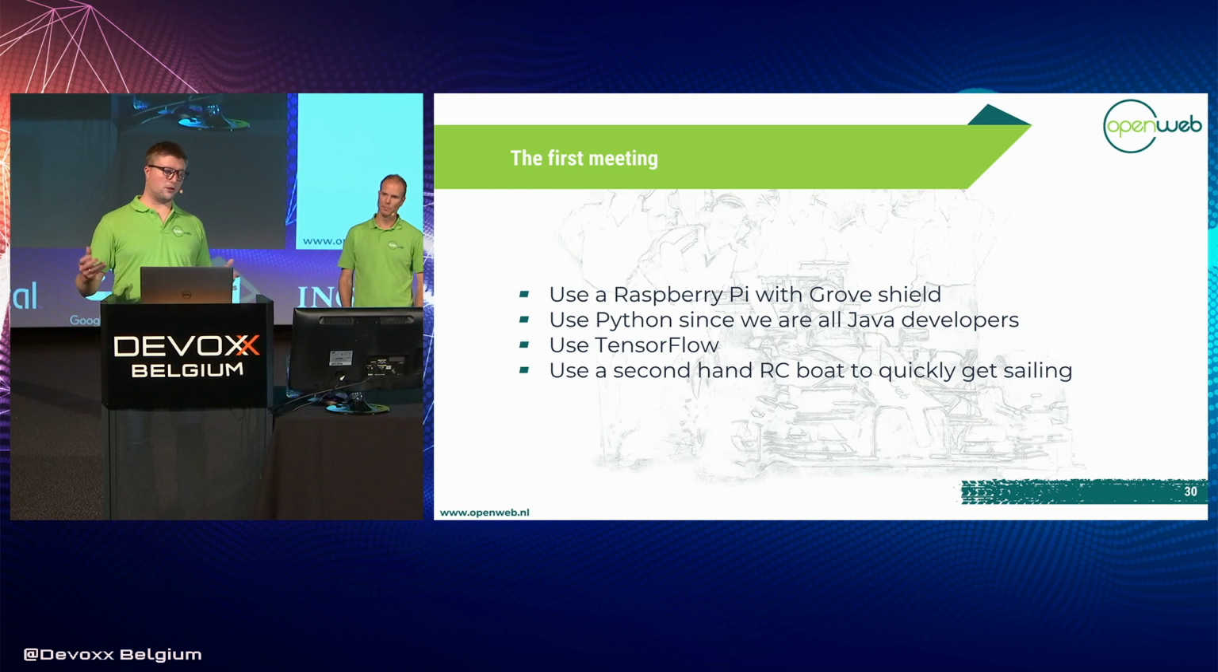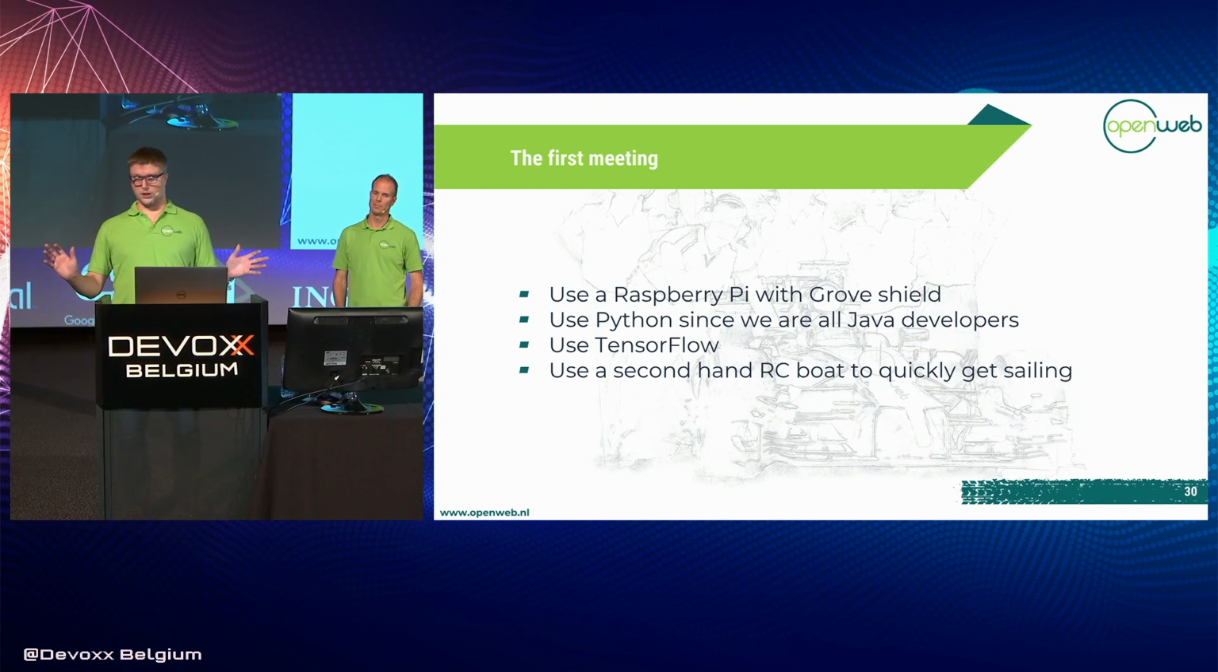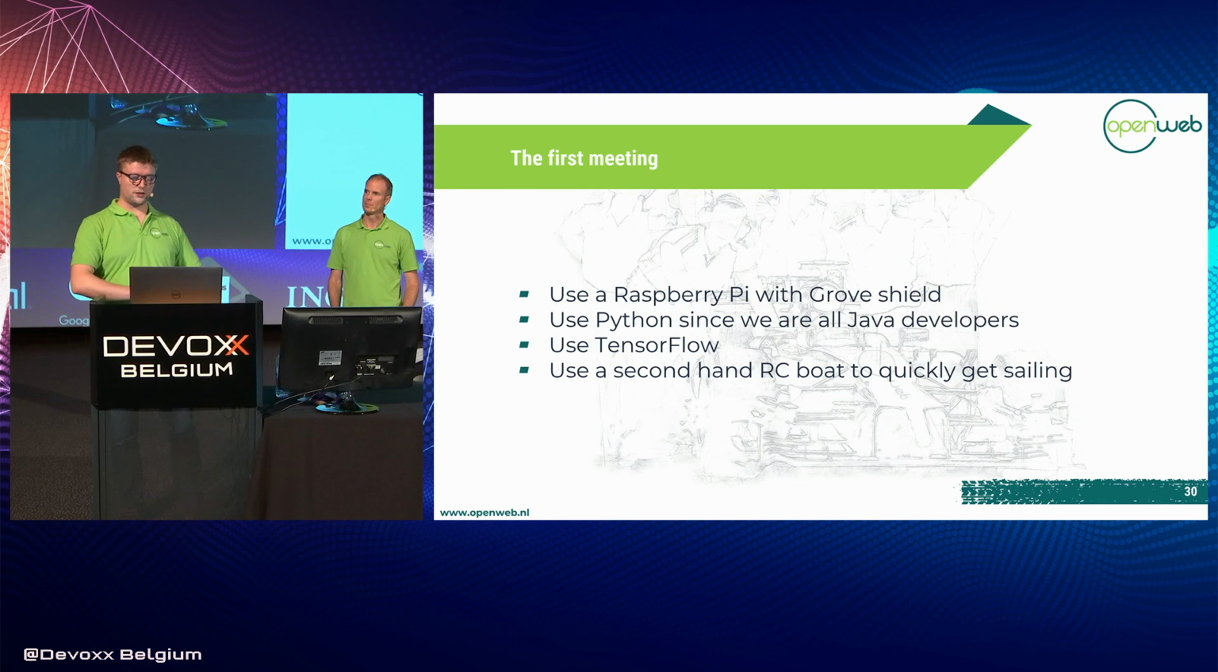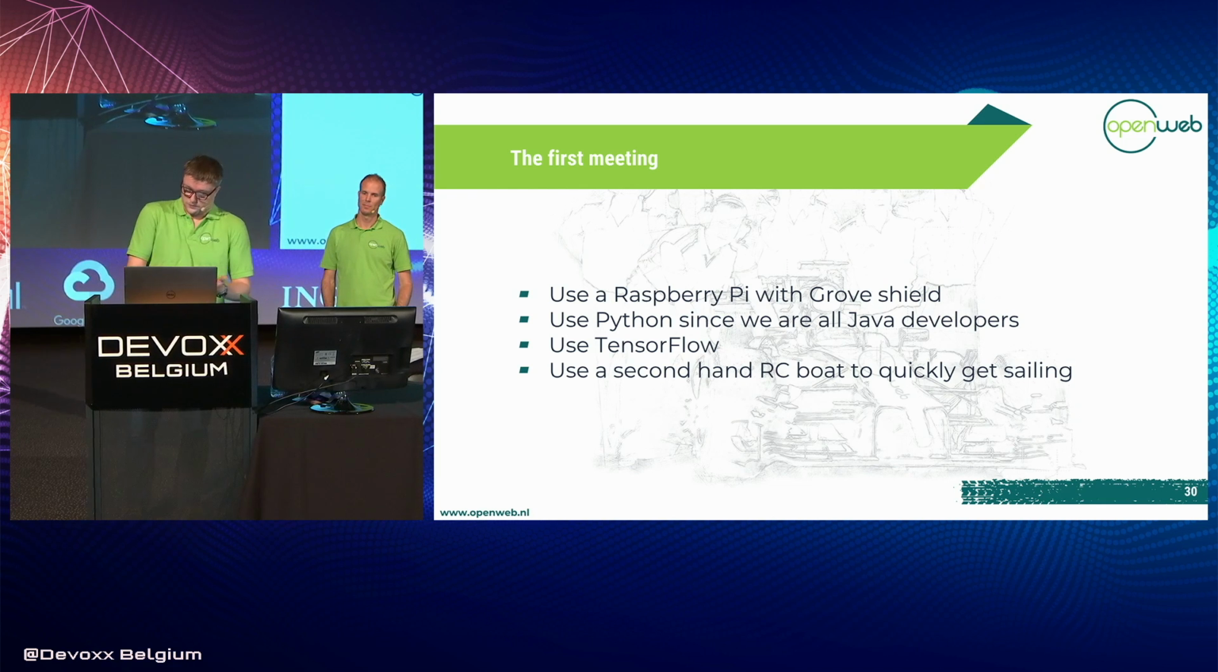During our first meeting, we also came up with a couple of decisions. We have lying a lot of Raspberries in our office because we are doing IoT. And with them, we also have a lot of Grove shields, which makes it easy to connect new sensors to them. During this meeting, we also decided to go for Python, even though we are all Java developers. And use TensorFlow, because a lot of people say, when you're doing machine learning, you should do TensorFlow. So that's what we picked. And the last and most important part is we should get a boat.